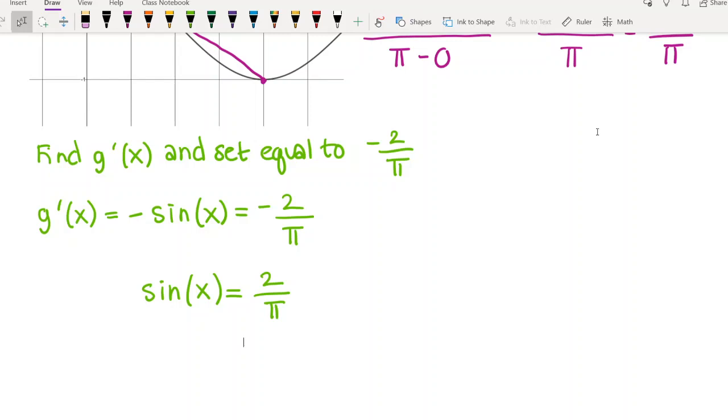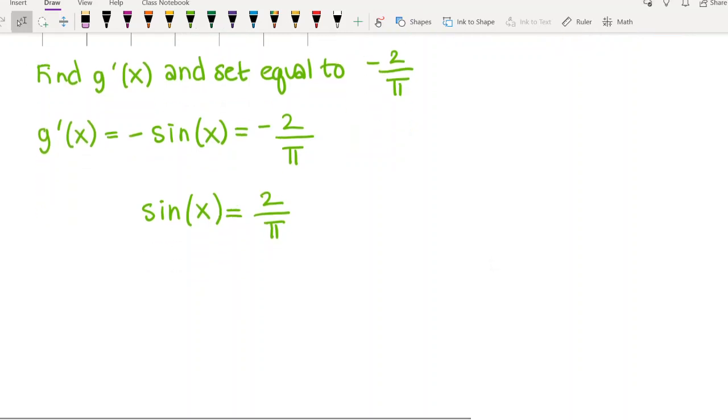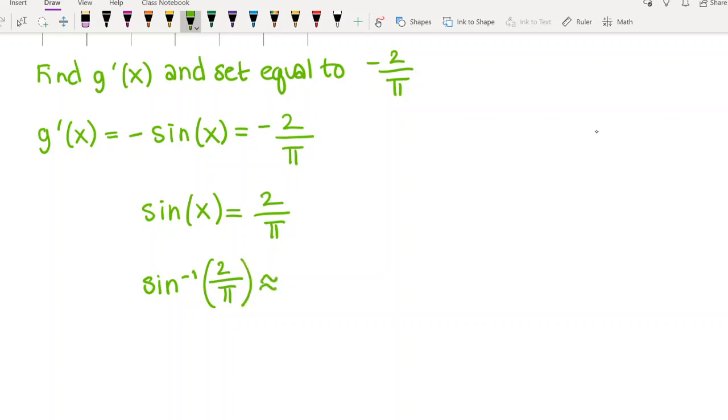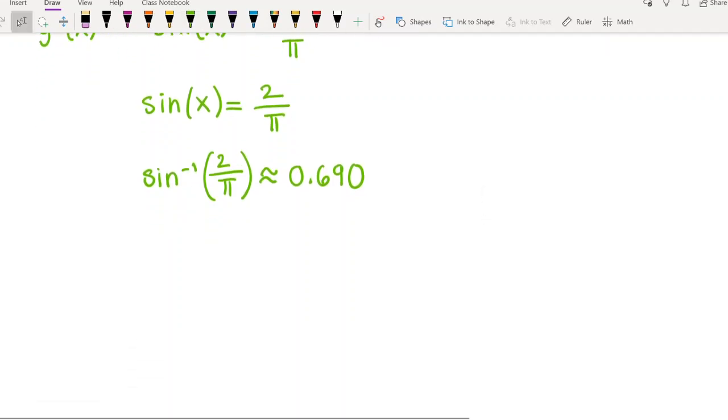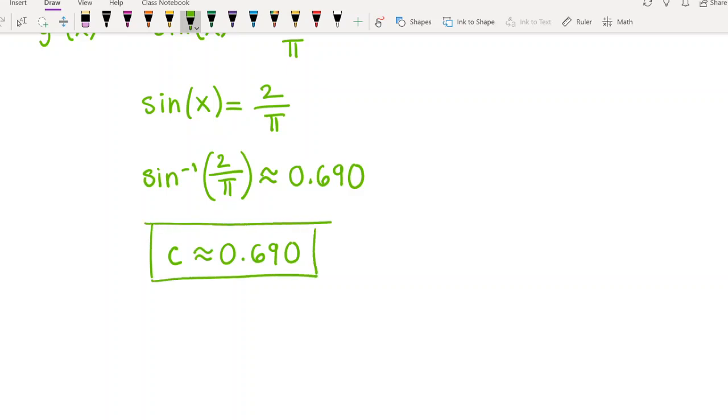The way that you actually want to solve this is using inverse sine. If we take inverse sine of 2 over pi and type that into a calculator, it is approximately equal to 0.690 radians. And so that is the place where our derivative is equal to -2 over pi. This tells us that our number c is approximately 0.690 radians. And we can look at the picture and try to verify that.